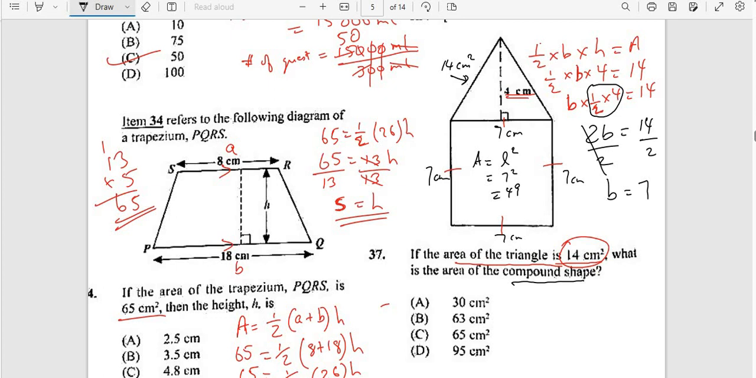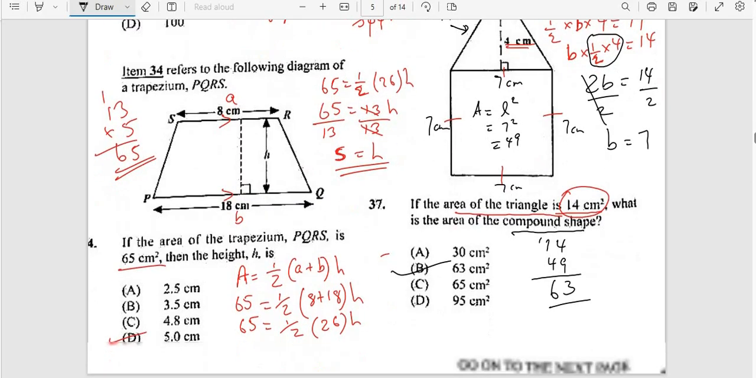All right, the product of any two adjacent sides, 7 times 7. So that's going to be 14 for the area of the triangle and 49 for the area of the square. Add them together. We're going to get what? 9 plus 4 is 13, and 4 plus 2 is 6. That's 63. So the answer is 37B.